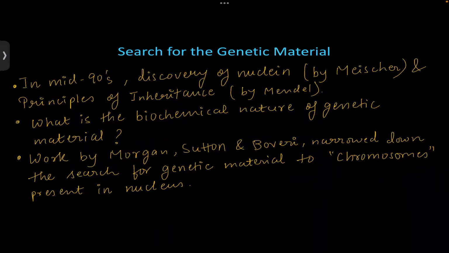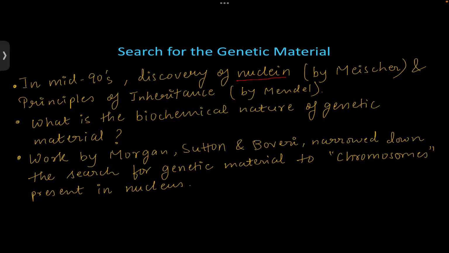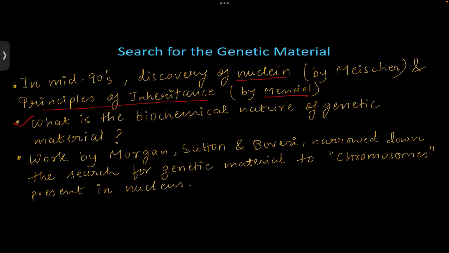So this story begins with the discovery of nuclein by Miescher, which I told you in the last class. Then the discovery of the principles of inheritance given by Mendel in the mid-1800s. But these two discoveries didn't yet answer what the biochemical nature of the genetic material is, whether it's a protein, DNA, RNA, or lipid. It was not yet answered.